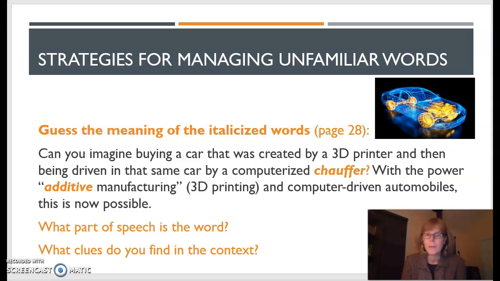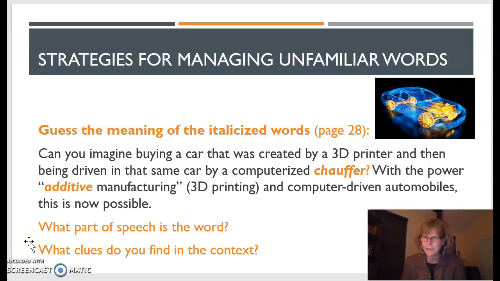Can you imagine buying a car that was created by a 3D printer and then being driven in that same car by a computerized chauffeur? What does chauffeur mean? I'm asking you two questions. The first is, what part of speech is this word? Are we talking about a noun, a verb, an adjective? That will help me as I try to figure out the meaning of the word.